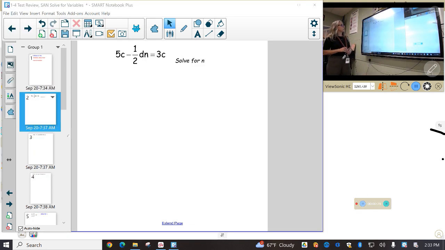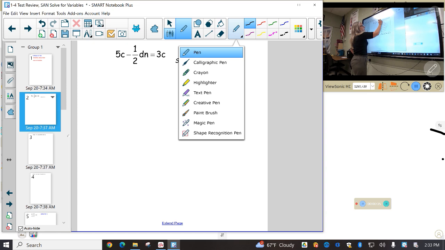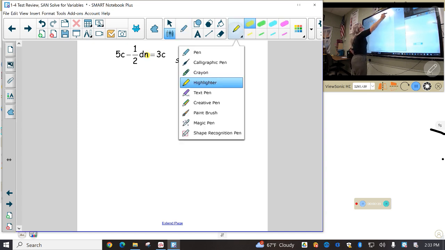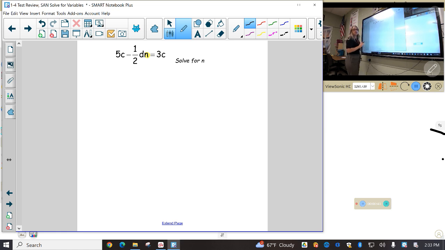All right, so the first one, we're going to go ahead and solve for a variable. We're solving for the variable n, so I'm going to go ahead and highlight n. The goal is to make sure this is the only variable that you see. Everything else we can assume to just be a number. So that means I'm trying to get rid of 5c and -1/2 d. I'm going to go ahead and subtract 5c first, because I have to use subtraction and addition to get rid of stuff first. So I'm going to subtract 5c and I have -1/2 d times n.